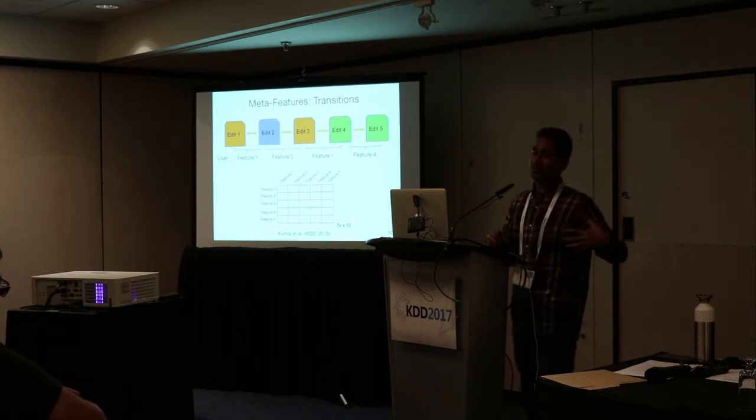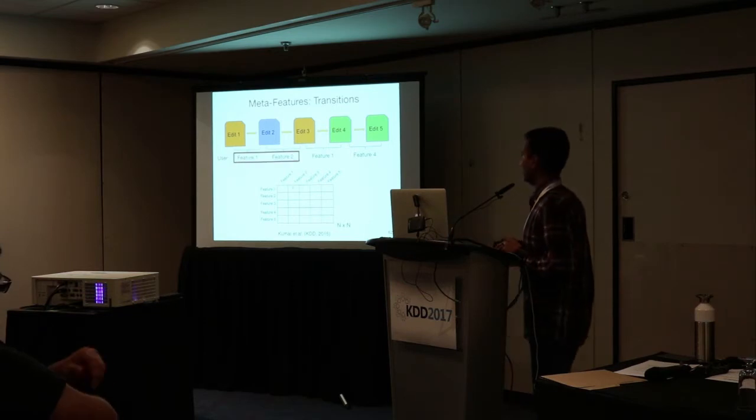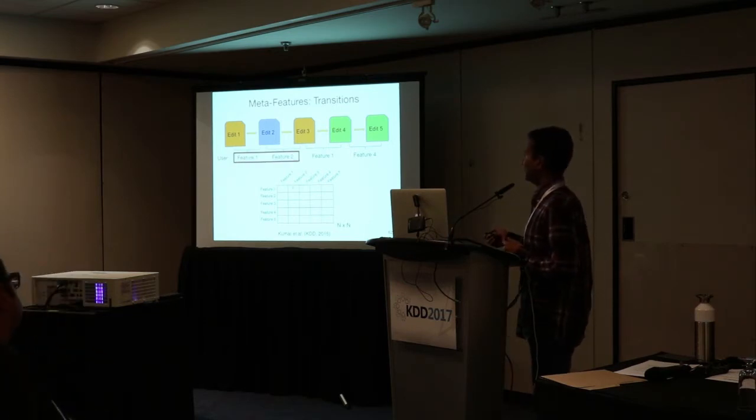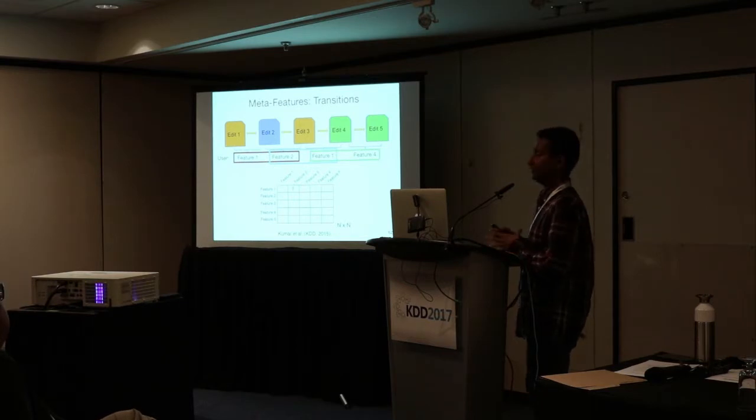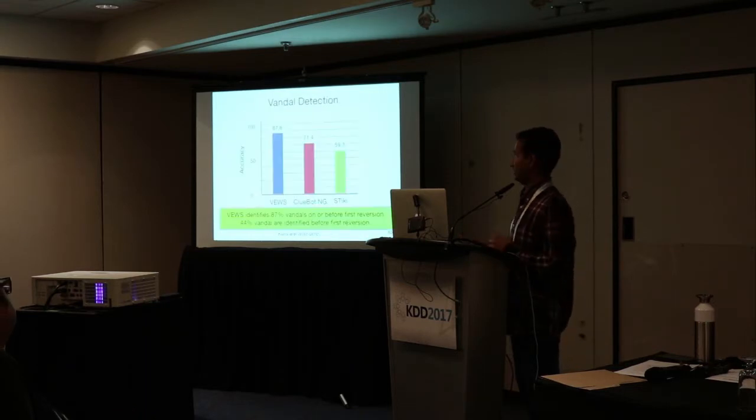So this is like a meta feature derived from a time series of features. And here you see that feature two appears after feature one, so you put a one here. You see feature one appears after feature two, so you put a one here. And you see feature one after feature four after feature one, so you put a one here. So you get this feature transition matrix, which is a meta representation of features themselves.